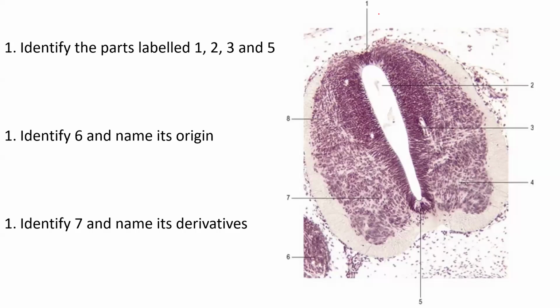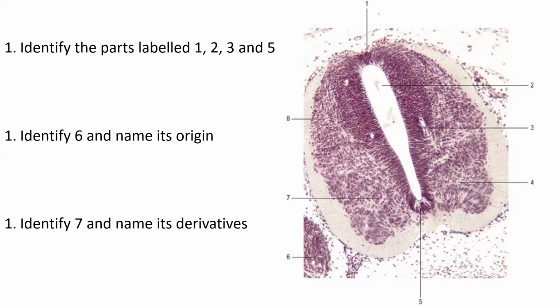Okay, three. Three is the ventricular zone or the ependymal zone. That is very good. What about four? Which zone is four? The mantle zone. Very good. The mantle zone. You can also call it a plate. Just say it's the mantle zone.